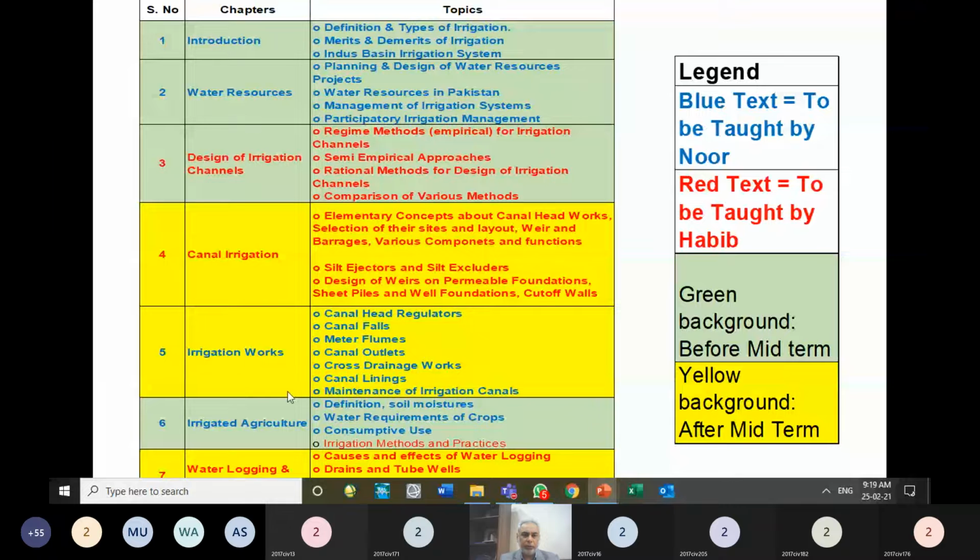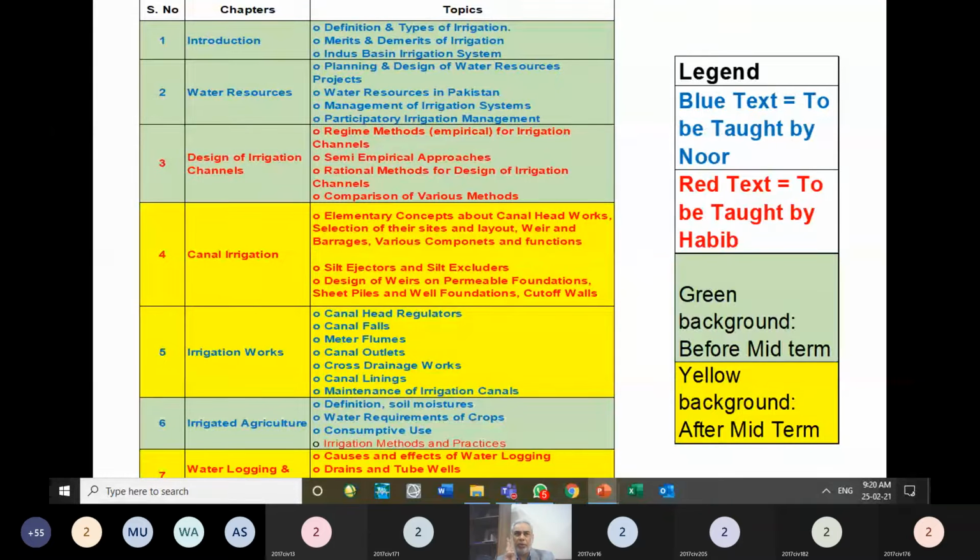And what else? Design of irrigation works like canal headworks, falls, flumes, these will be informed to you. Canal lining, water logging and salinity, and I think tube wells, drains. The tube wells were in the previous subject, hydrology. You have covered it in the subject of hydrology.